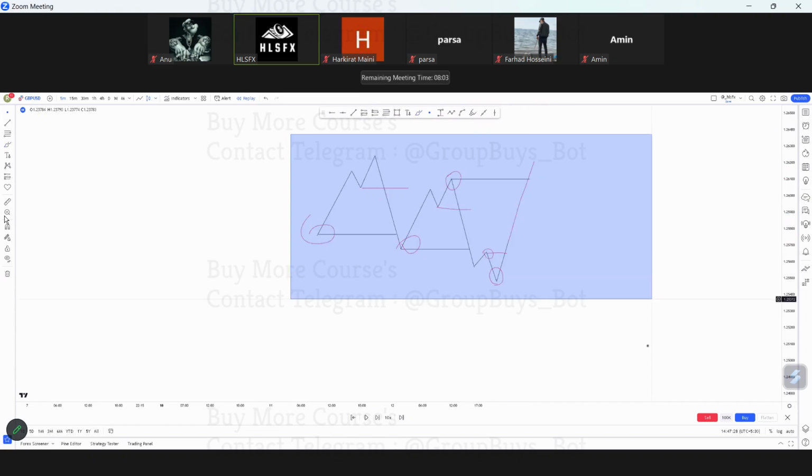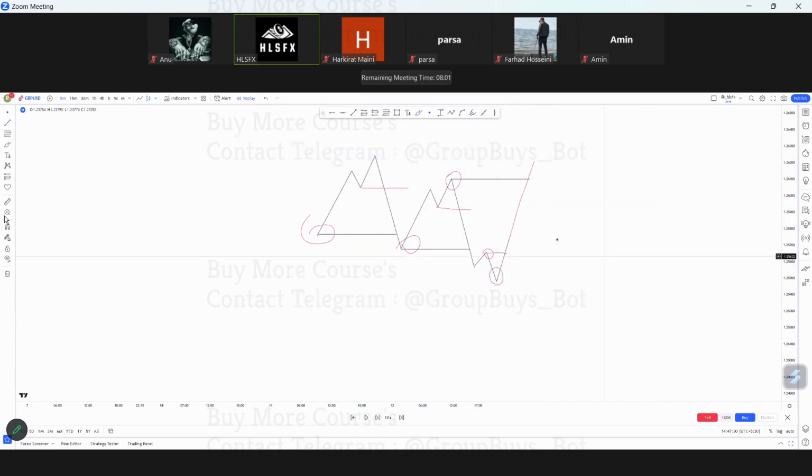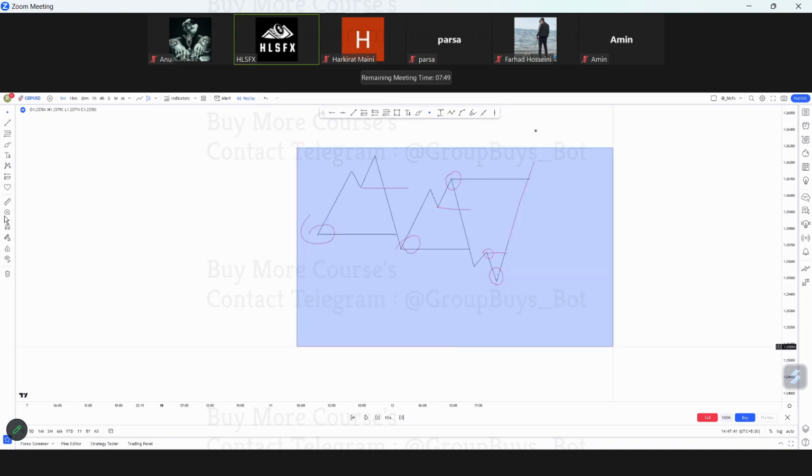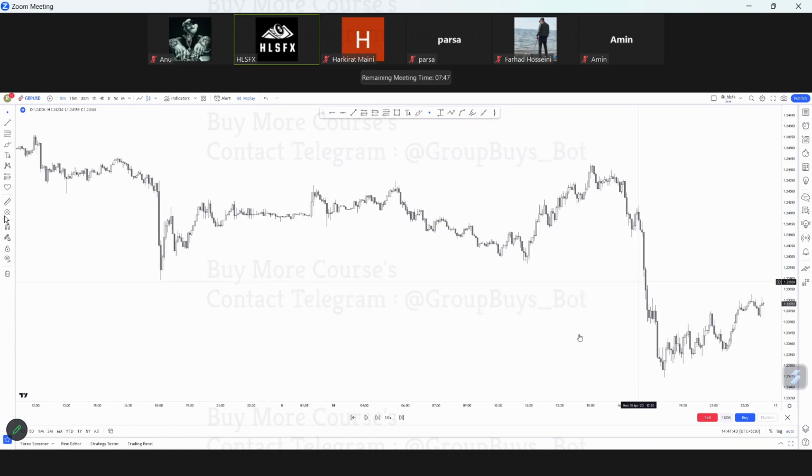Okay, that's how it is. Now, the second rule is that you need to see a strong high and a weak low on the same time frame. On the same time frame. I'll show you examples.